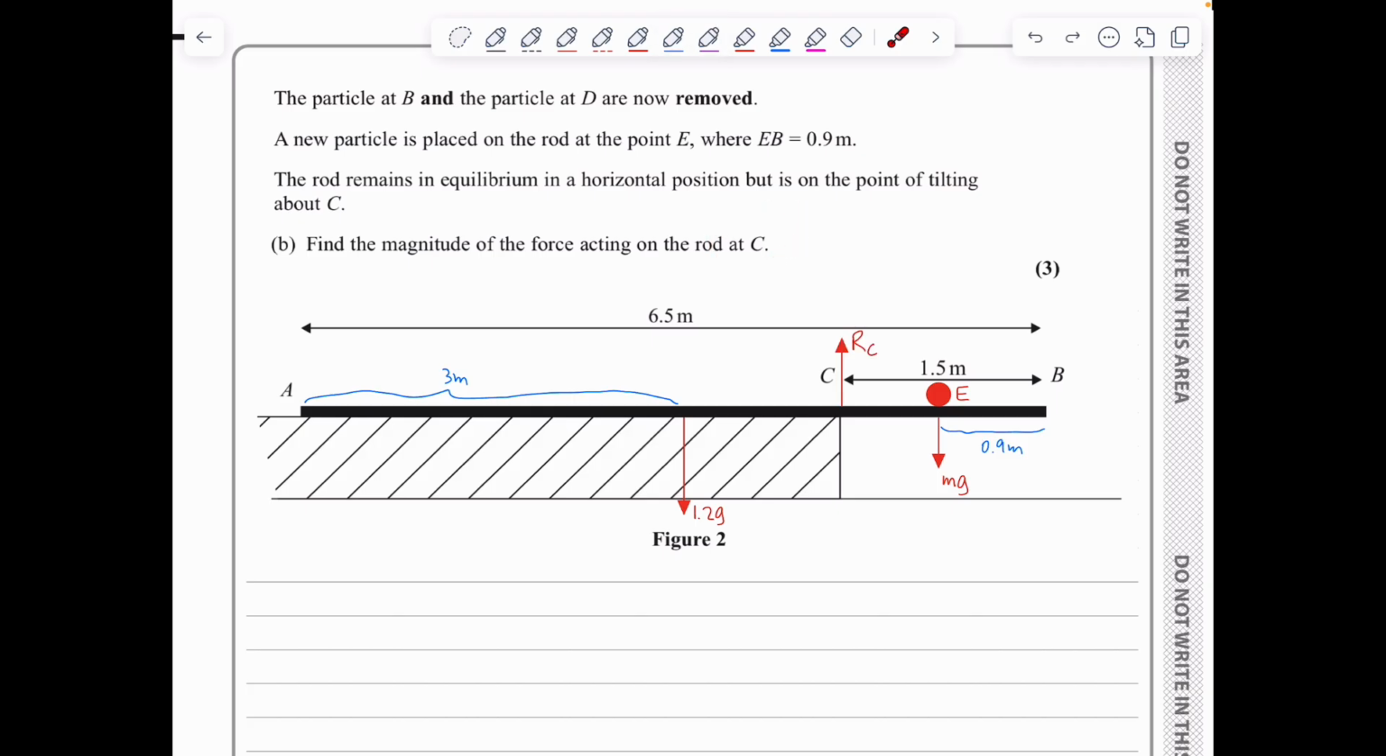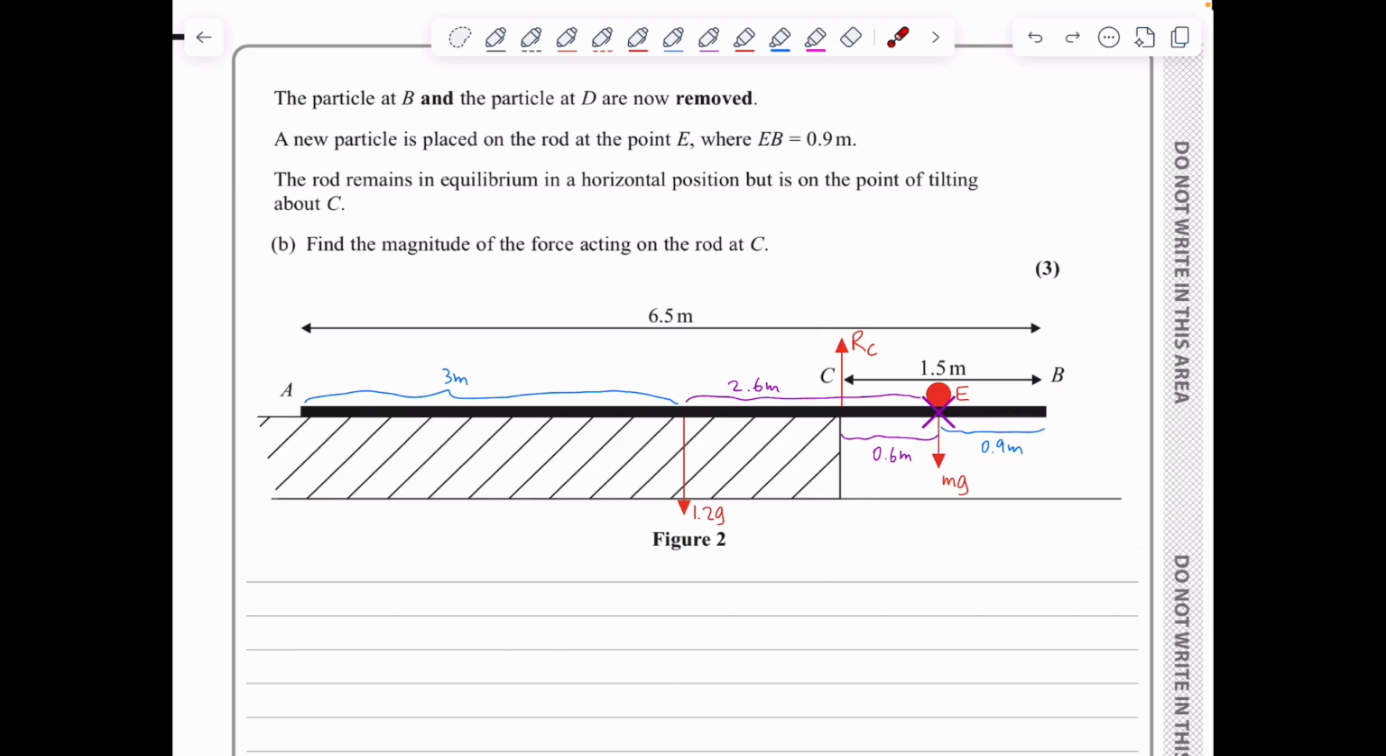The point of interest now is point E, and I will be considering the distance of each force from E here. So we start with the 0.6 meters. That's the distance between C and E. All of this was 1.5, this is 0.9, so the difference is the 0.6. And then the distance between the center of mass and E is 2.6 meters. We simply did 6.5 minus the 3 minus the 0.9.